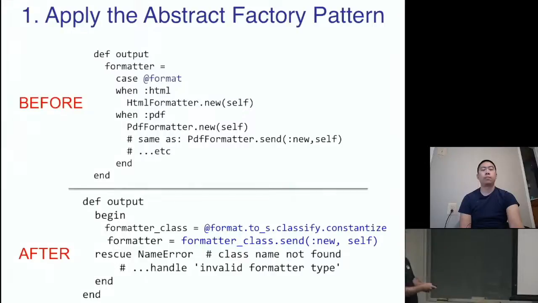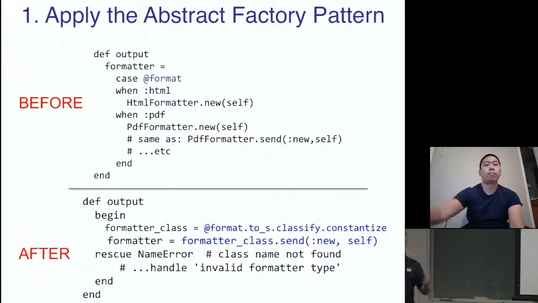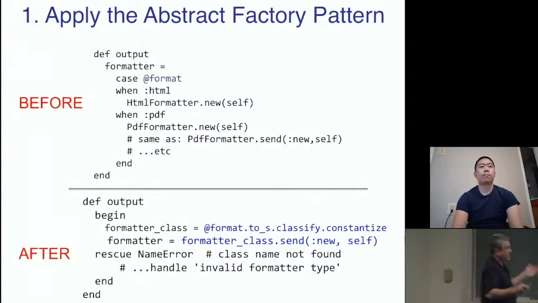And of course, I've got a rescue clause, because if format is set to something like foobar, and there's no such thing as the foobar class, then when we try to do this, somewhere in here an exception is going to be raised because the class doesn't exist, and that lets me capture the exception and report back to the user, I don't know why, but @format is set to something stupid.